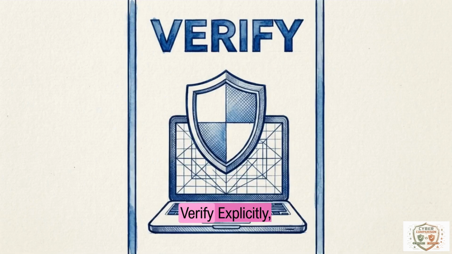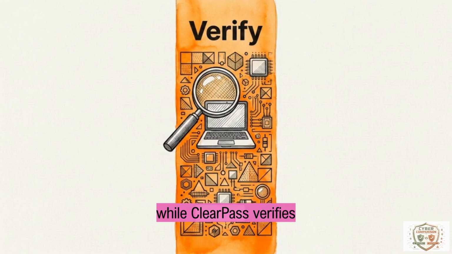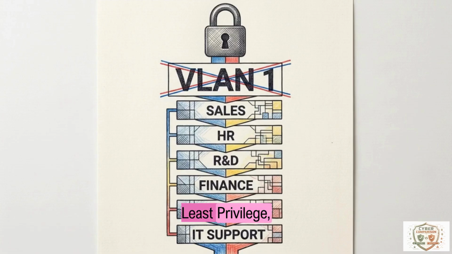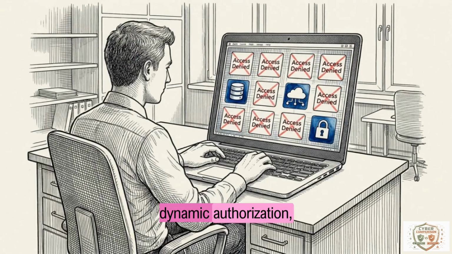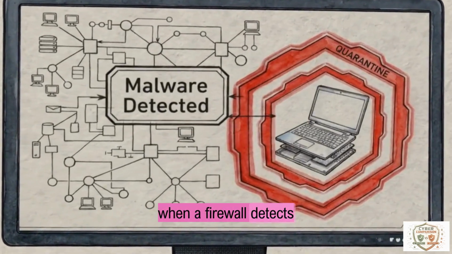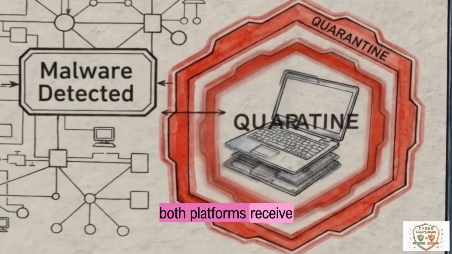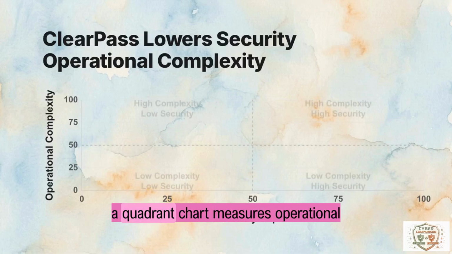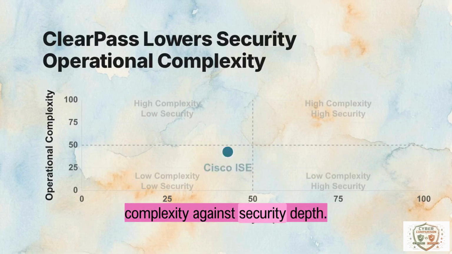For Principle 1, verify explicitly, ISE leans heavily on native Cisco tools to verify posture, while ClearPass verifies identity and device health by pulling a wide variety of third-party security integrations. For Principle 2, least privilege, both platforms discard flat VLANs entirely. They provide exceptional dynamic authorization, reading user identity and assigning access to only the required applications. For Principle 3, assume breach, when a firewall detects suspicious behavior, both platforms receive the signal and automatically restrict the endpoint's access.